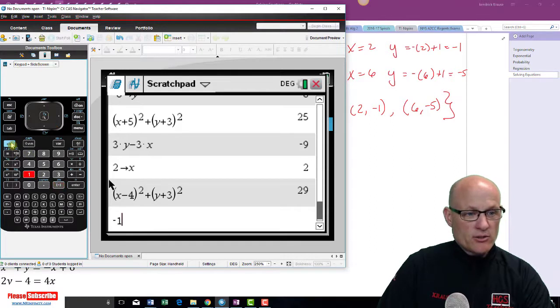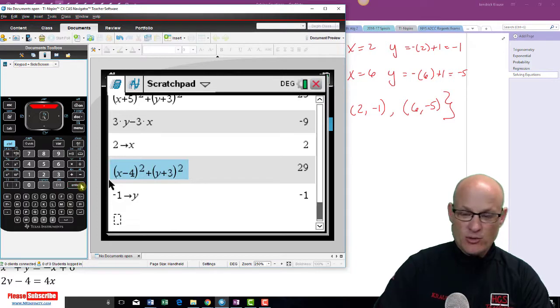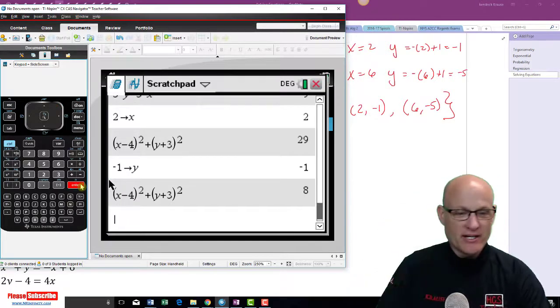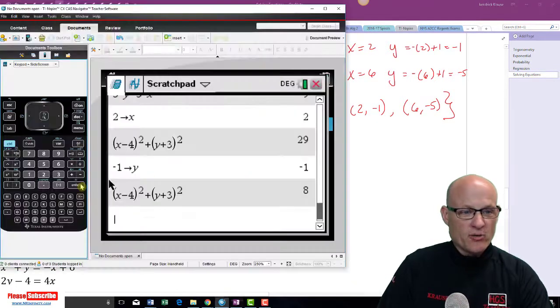Negative 1 control var y. Enter. Now let's try it. It should equal 8. Ooh, phew. Equals 8. I didn't make a mistake. All right, good. And now check into the other one.